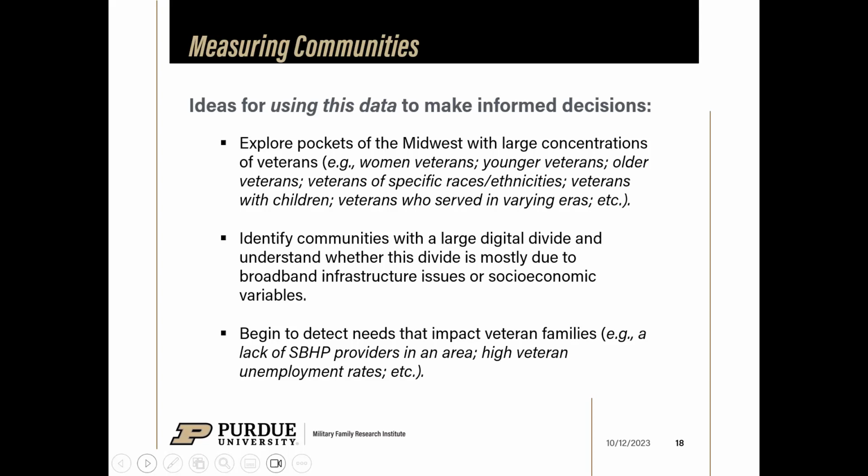Maybe that looks like looking at women veterans. Where are a lot of women veterans living? That might be younger veterans. That might be older veterans. That might be veterans of specific races and ethnicities, veterans with children, possibly veterans who served in varying eras, whatever that looks like for your scope of work. But you can identify where these people are living, how many people are living in your community that are a part of these different subgroups of the veteran population, because maybe your programs and services are specifically targeting these different groups of the veteran population.